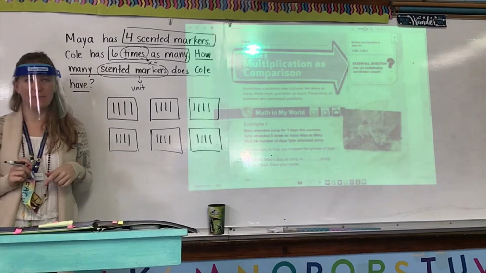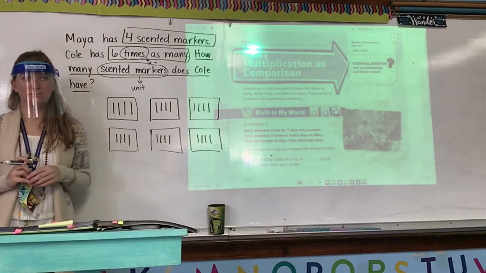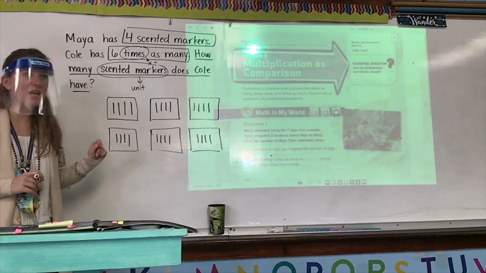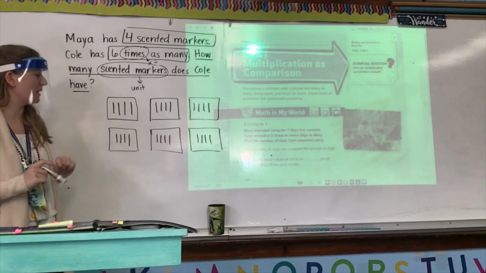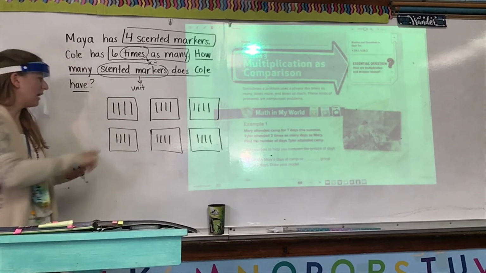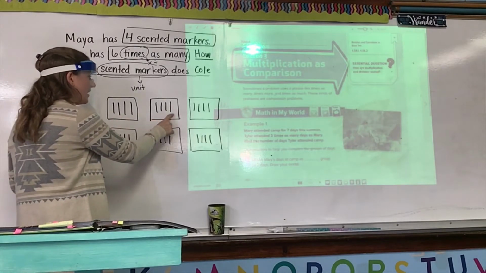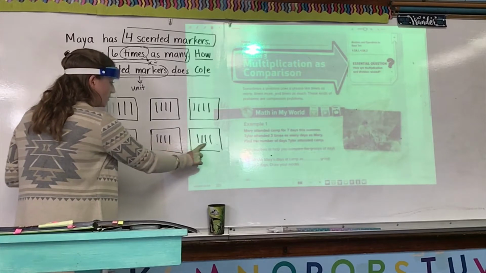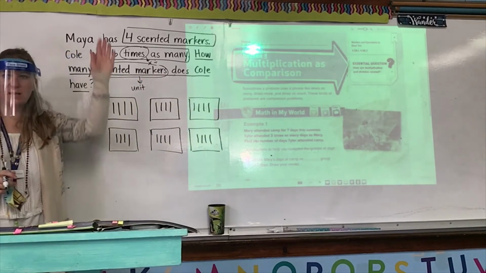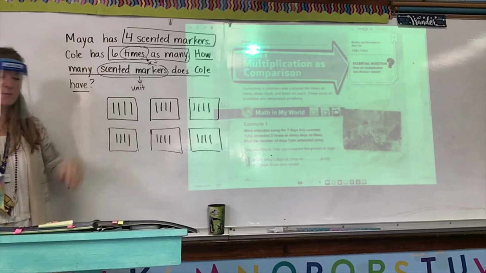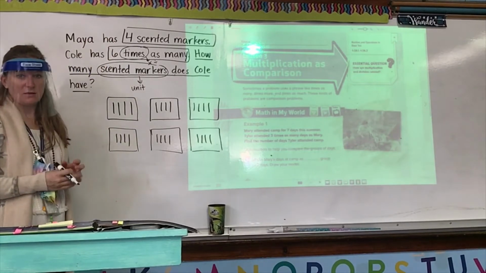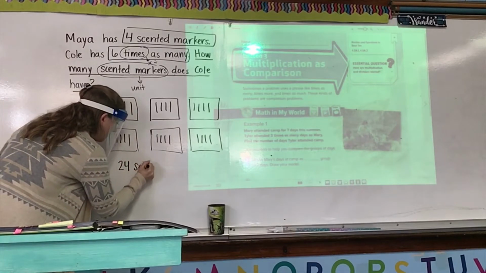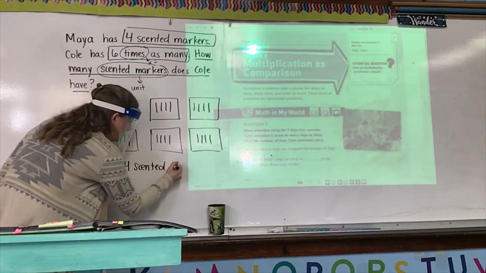So Maya has how many markers? 4. But Cole has all of these. He has 6 times as many, so you take Maya's, you multiply it by 6, and we get 1, 2, 3, 4, 5, 6, 7, 8, 9, 10, 11, 12, 13, 14, 15, 16, 17, 18, 19, 20, 21, 22, 23, 24. So how many markers does Cole have? 24 scented markers.